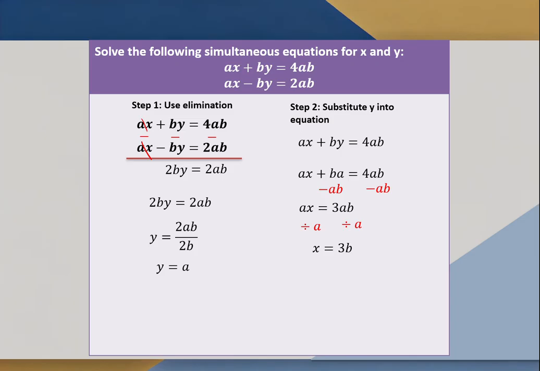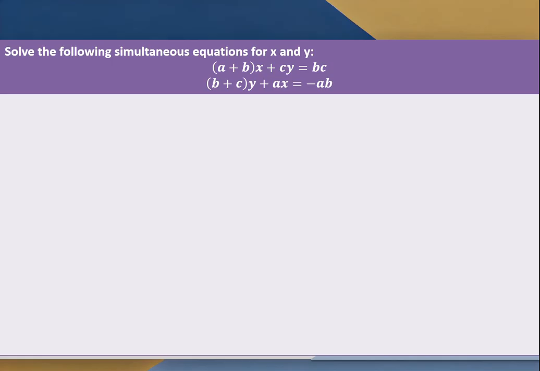We'll do a couple more. So this one here, we're going to solve the following simultaneous equation for x and y. So we've got two equations here. Now, these look a lot more complex, and I struggled in terms of seeing if we could use elimination. So I found substitution was easier, so that's what I've used. So that means I'm going to write down one of my equations here. I've got b plus c in brackets times y plus ax equals negative ab.